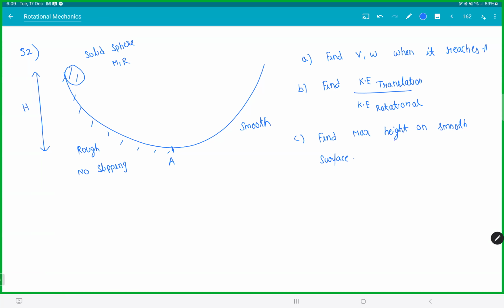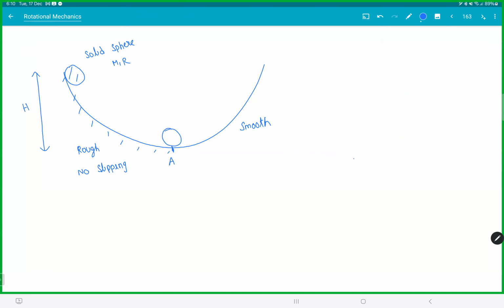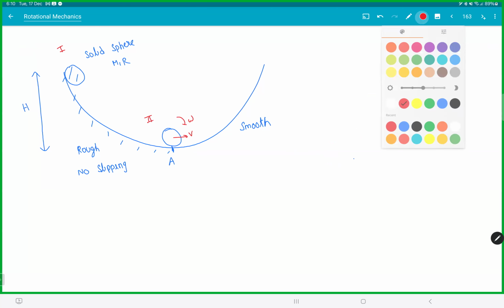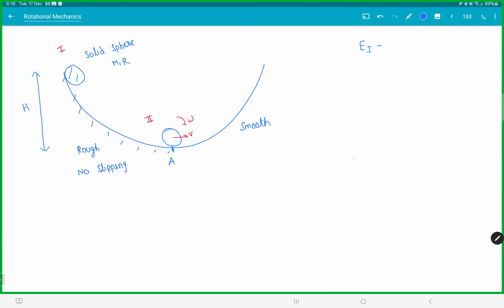Let's see the speed part. So when the ball comes here, it will have speed v and omega. This is state 1, this is state 2. Energy in state 1 is equal to energy in state 2. It's all conservation. The only difference is in kinetic energy: instead of half mv square, now you'll write half mv square plus half I omega square. So mgh is equal to half mv square plus half I CM omega square. It's a rolling body. Don't forget that.